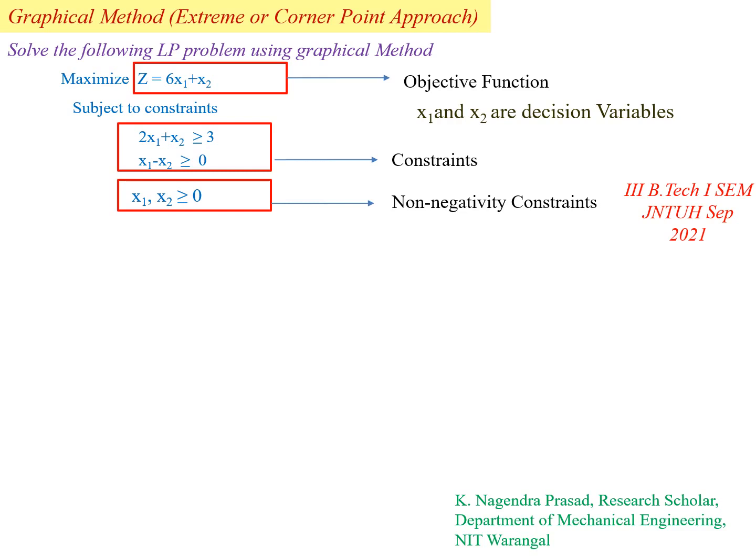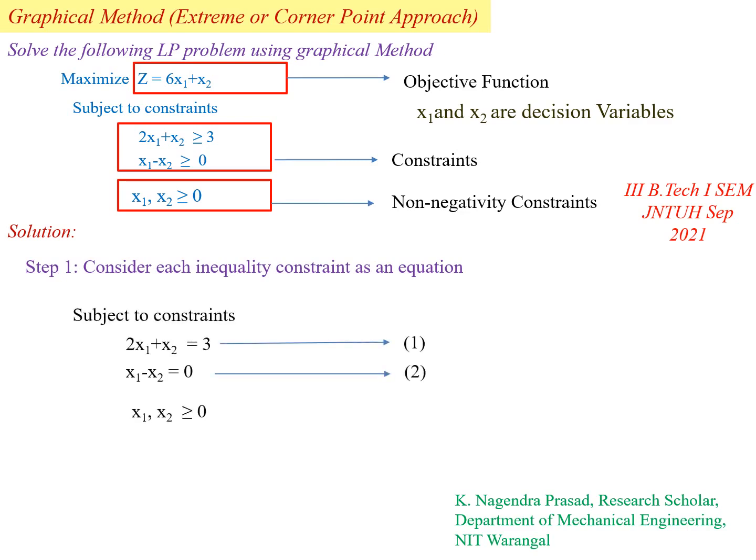Let's see the solution. First step is we have to consider each inequality constraint as an equation. For this, replace the inequality by equality. Then our constraints are 2x1 plus x2 equal to 3; let us consider this as equation 1. Second constraint is x1 minus x2 greater than or equal to 0, which will become x1 minus x2 equal to 0; let us consider this as equation 2, and x1 and x2 are greater than or equal to 0.